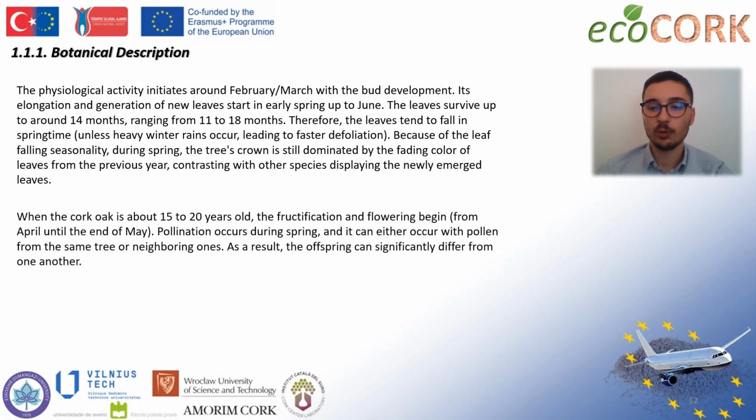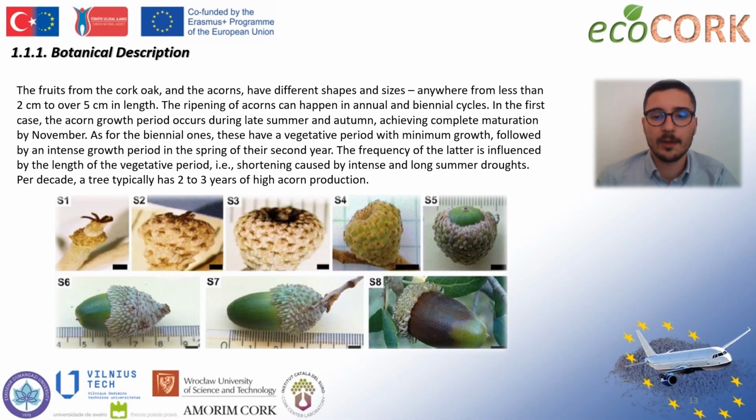When the cork oak is between 15 to 20 years old, it starts to fruit and flower. Pollination happens in the spring. It can happen with pollen from the same tree or from trees close by. The cork oak's fruits and acorns come in different shapes and sizes, ranging from less than 2 centimeters to more than 5 centimeters in length.